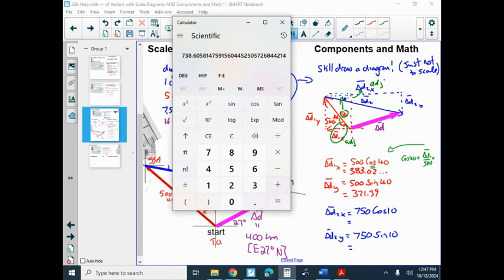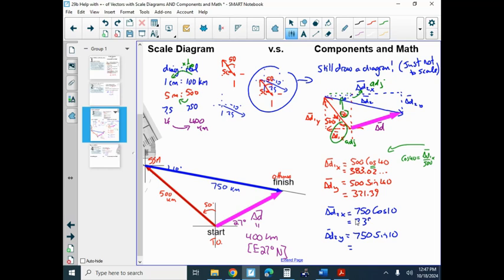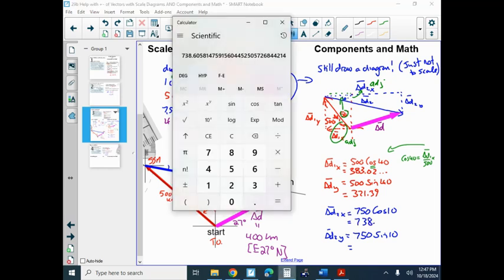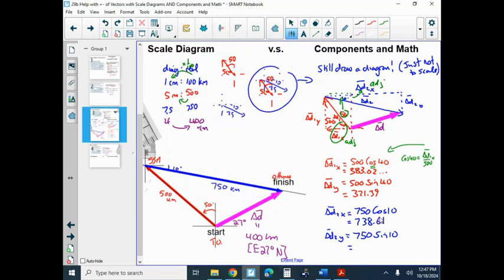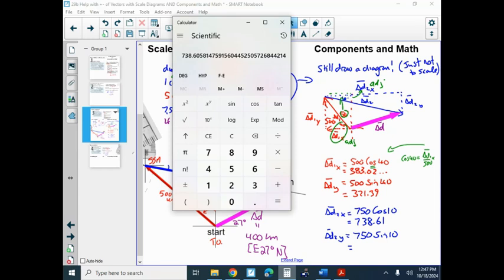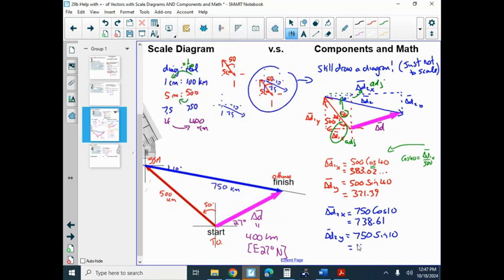738.61. If I'm rounding as I go, it would be better to keep floating decimal points, but it's just not worth the effort. Sine of 10. So 10 sine and times 750 equals. All right, so there we get 130.4. Okay, so there's all of our components for that.